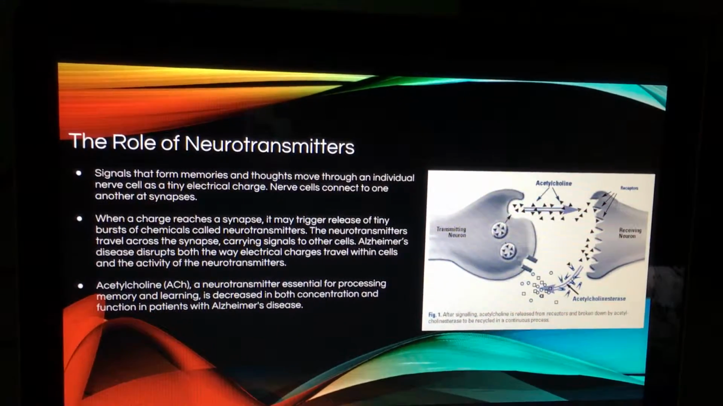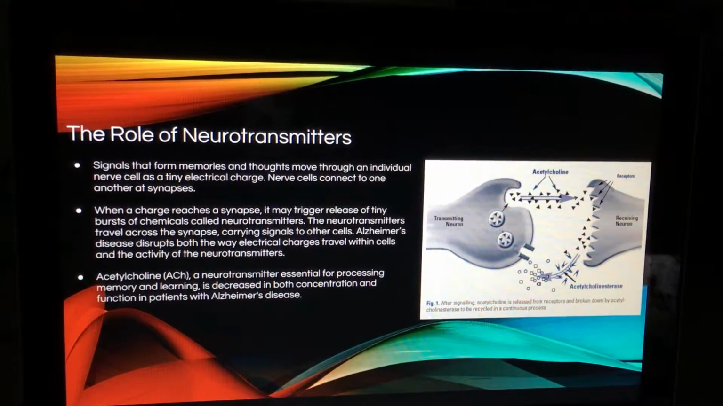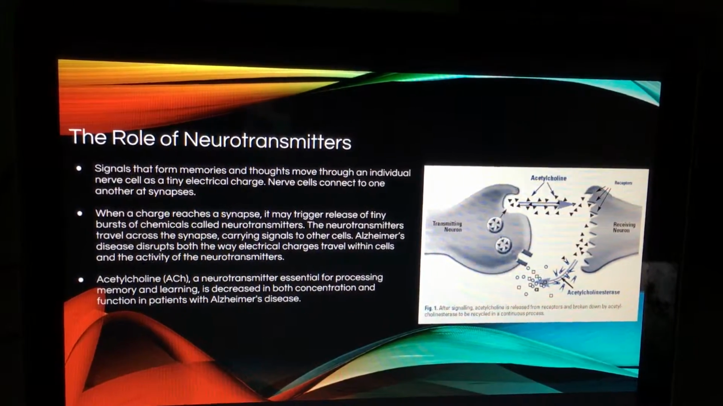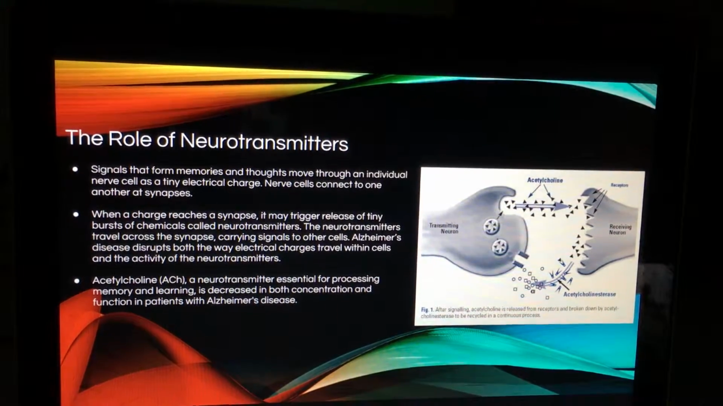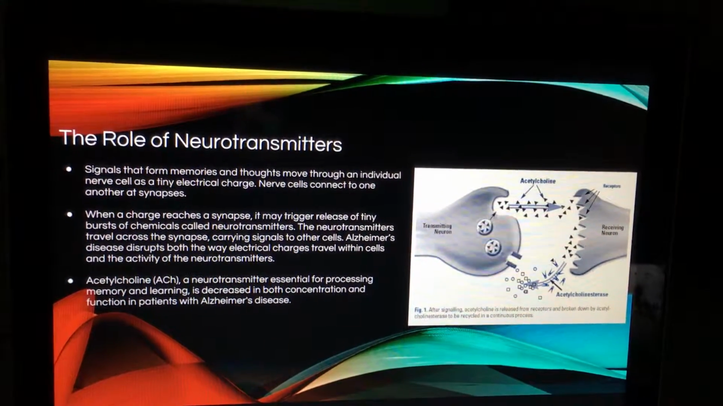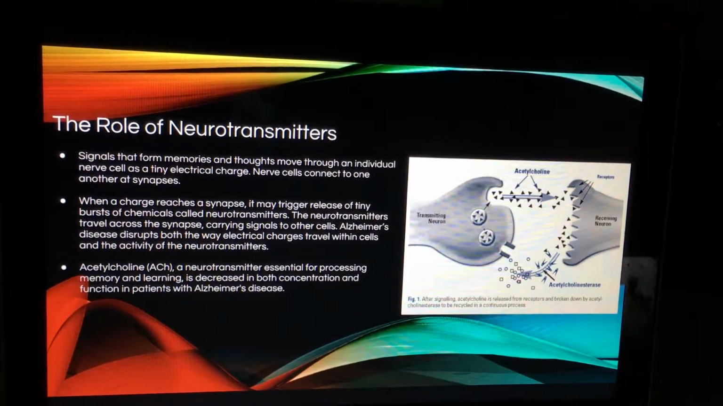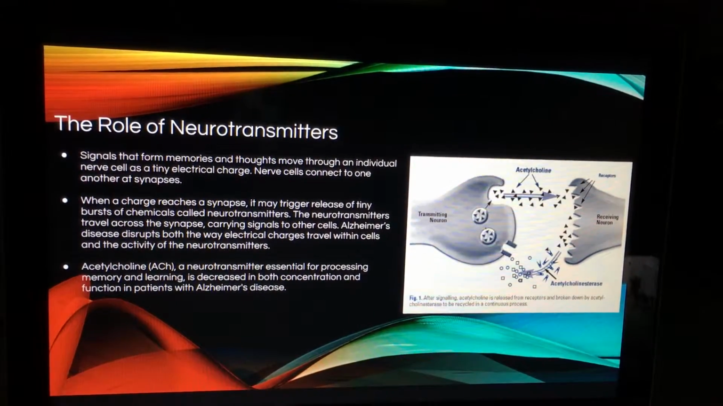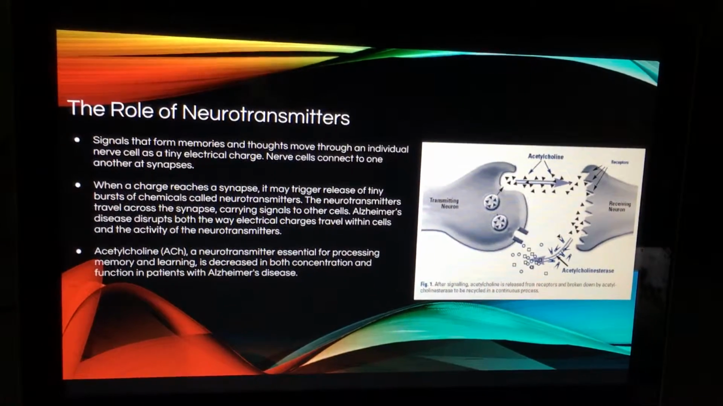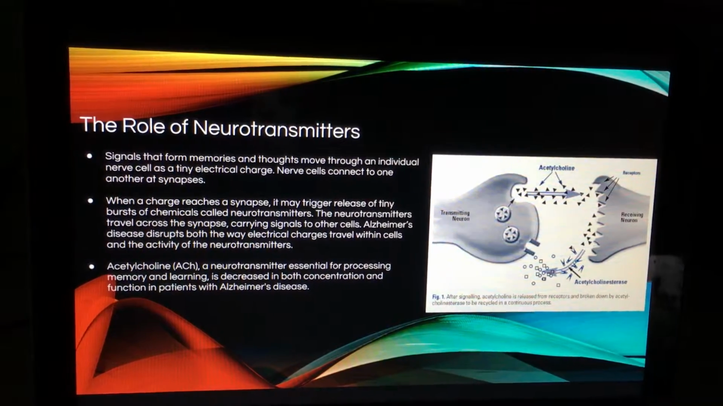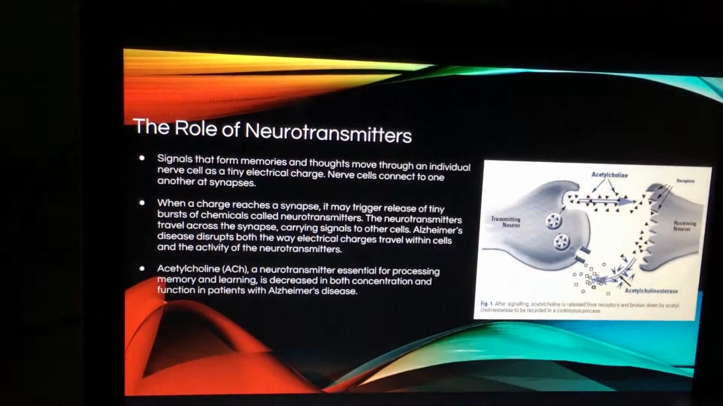The role of neurotransmitters with Alzheimer's disorder. Signals that form memories and thoughts move through an individual nerve cell as a tiny electrical charge. Nerve cells connect to one another at synapses. When a charge reaches a synapse, it may trigger release of tiny bursts of chemicals called neurotransmitters. The neurotransmitters travel across the synapses, carrying signals to other cells.